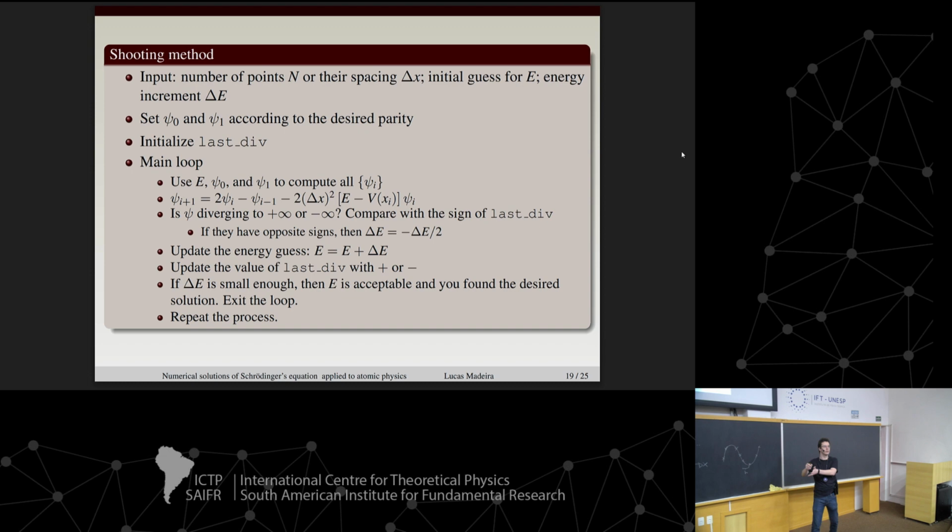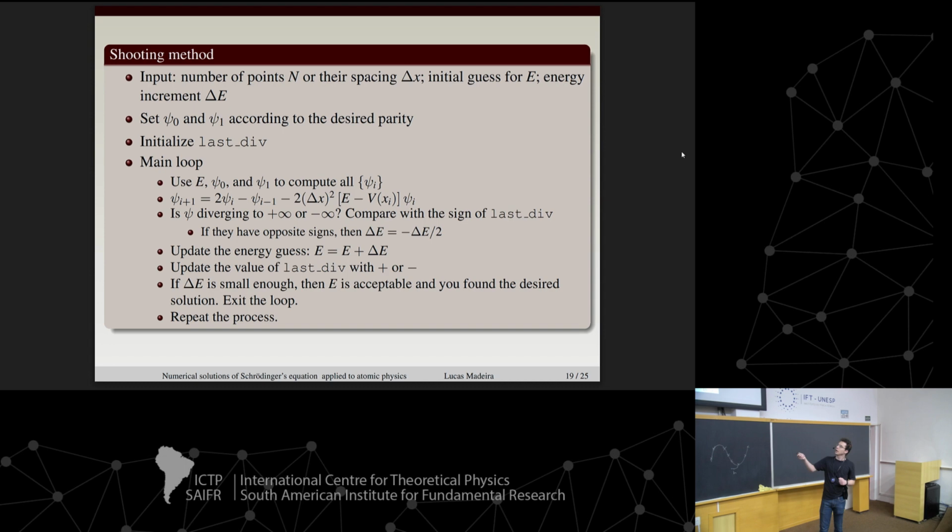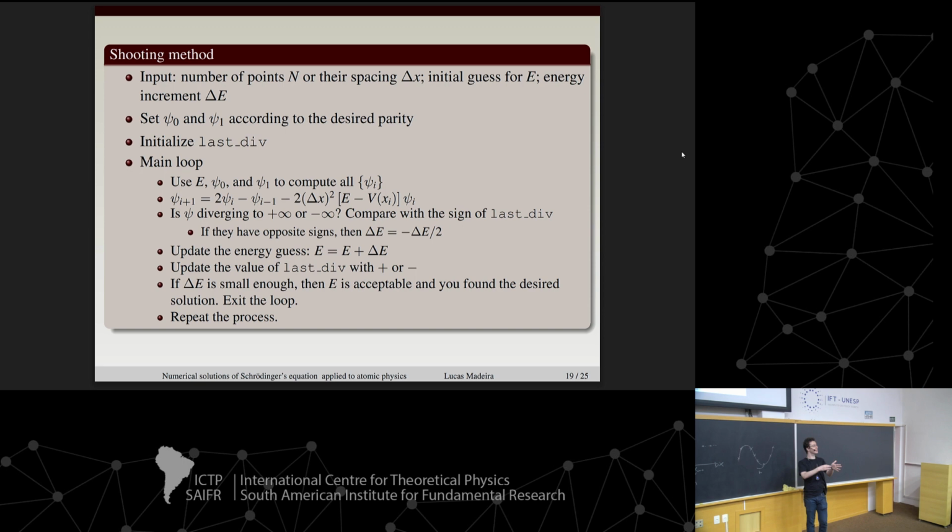Then you ask yourself, is psi diverging to plus infinity or minus infinity outside the well? And then you compare with the sign of that variable that I said, last div. If they have opposite signs, what does that mean? That means that between the last iteration and this one, the energy of the ground state must be between those two, because one of them was going up and the other one down, or the other case, one was going down and the other one up. So my energy must be between those two values.